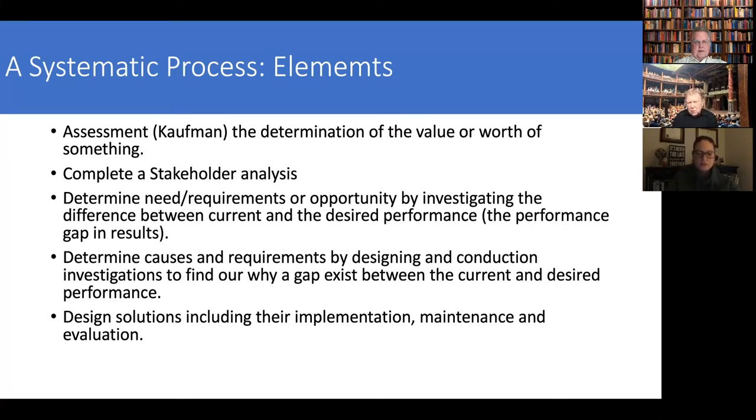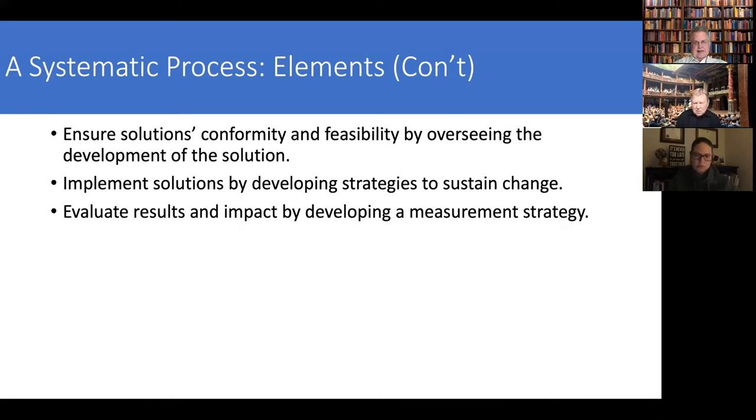Then determine the needs or the requirements, and I prefer the word requirement to need. And also look at the opportunities as our investigation unfolds, look at the determination of the causes or the requirements, and design to those requirements. What are the conditions that we're looking at? Then design the solution based upon whether we can implement it and maintain it. Ensure the solutions conform to some type of oversight of the solution. What's the impact on the organization or the strategy? How does it fit together? And then, can we evaluate it? That's the framework I'm seeing here as we go forward.